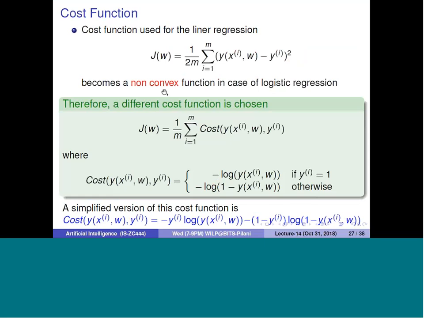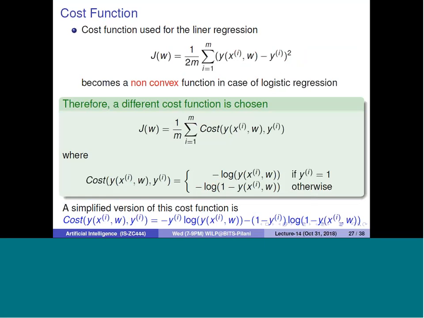This is the next kind of function. It says don't use this function, use this function. Given these two values, you want to find out the distance. So you have subtracted and taken the square. Instead, what you do is take the log of this and 1 minus log of this. You take the log if the classification was 1. You take the 1 minus log if it is otherwise, meaning it is 0.